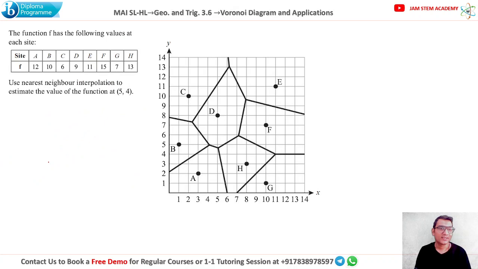This question: the function has the following values at these sites A, B, C, D, E, like temperatures are given to us. Okay. Use nearest neighbor interpolation to estimate the value of the function at (5, 4). So go to point (5, 4): x is 4, 5, y is 4, it lies over here. So the nearest site is A. Whatever the value at A is will be the value at that point. So at A it is 12. So the answer is 12 only. Okay.